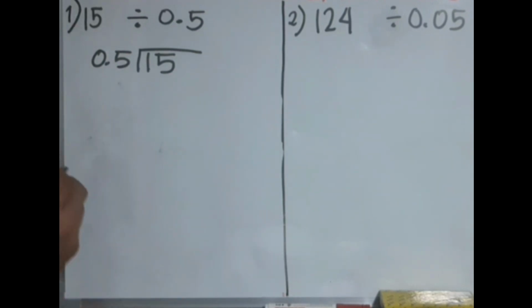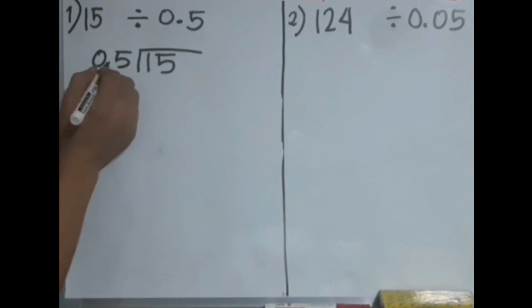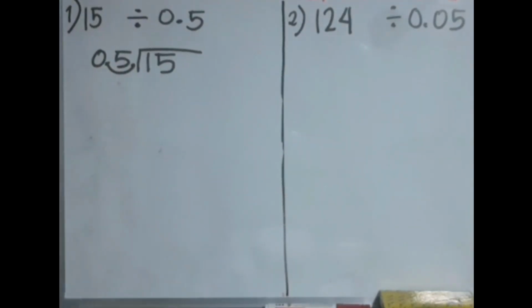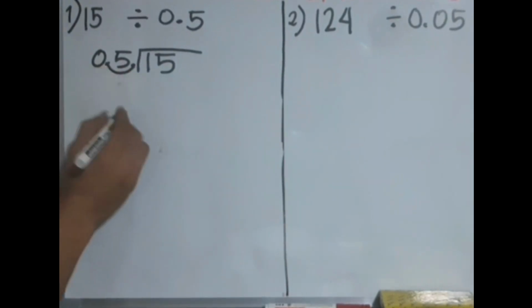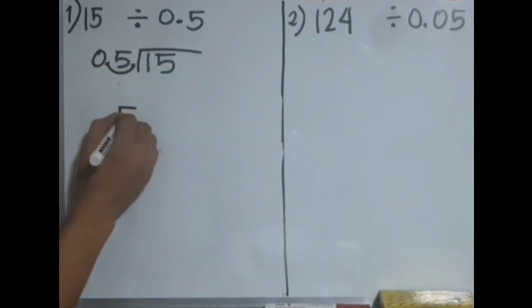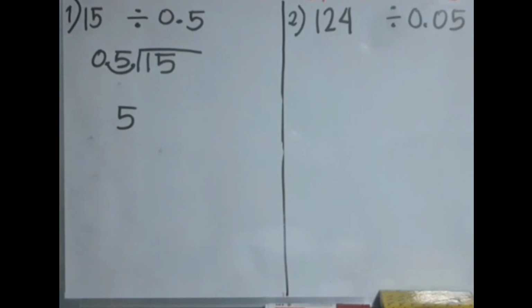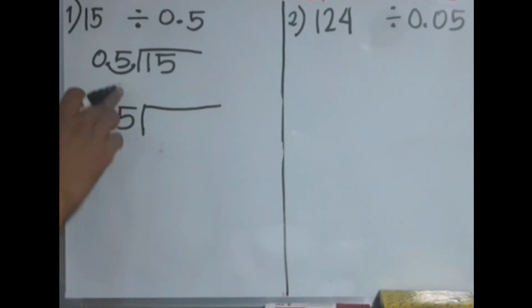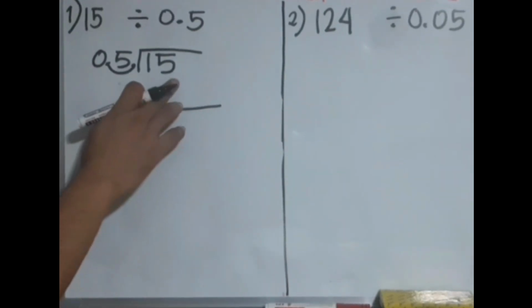So let us move the decimal point here to make it a whole number. Let us move this once to the right. So instead of having 5/10, it will become 5. Now, since we move the decimal point in our divisor once, we need to move the decimal point in our dividend once. Okay, nasaan ba ang decimal point dito?